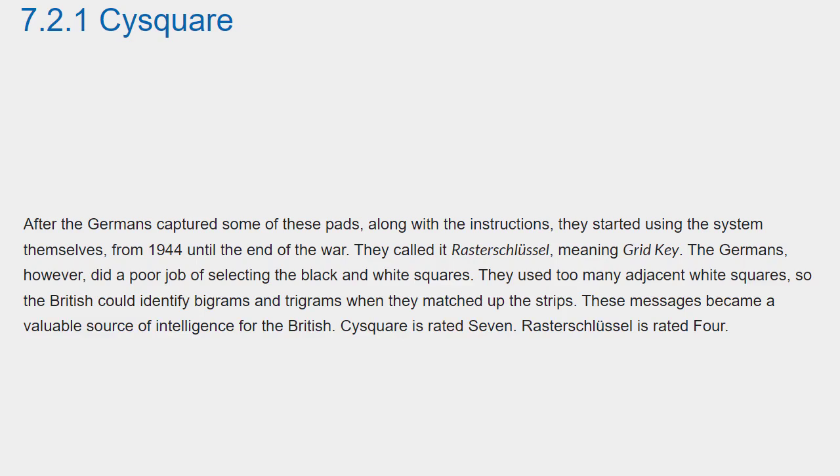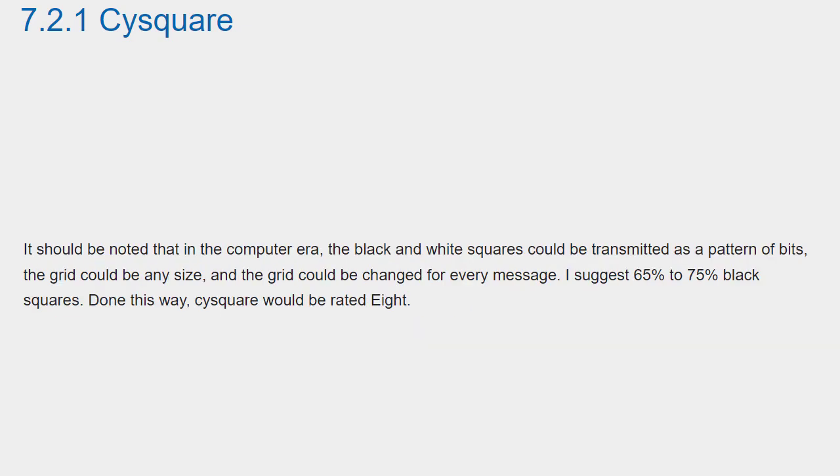The Germans, however, did a poor job of selecting the black and white squares. They used too many adjacent white squares, so the British could identify bigrams and trigrams when they matched up the strips. These messages became a valuable source of intelligence for the British. Chi-square is rated 7. Rasterschlüssel is rated 4.